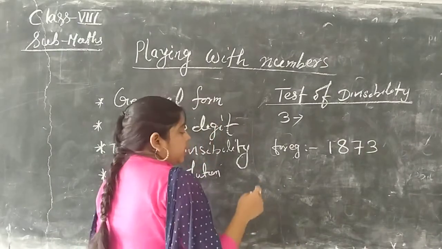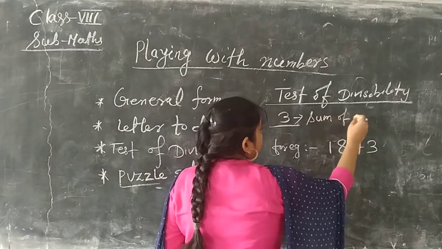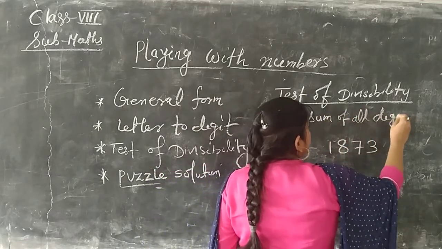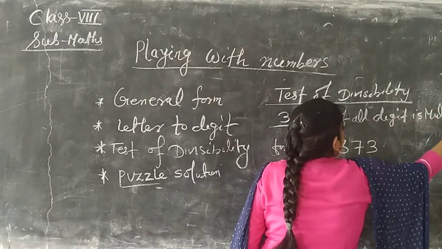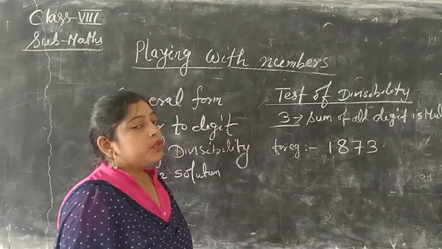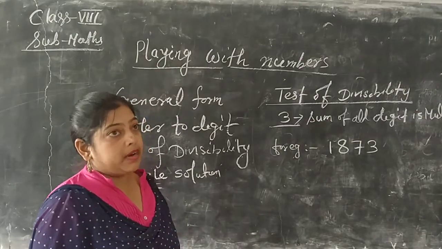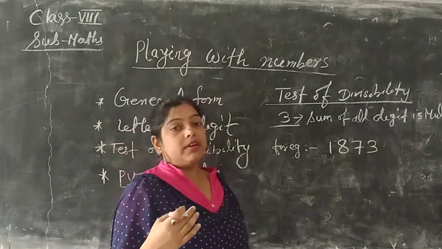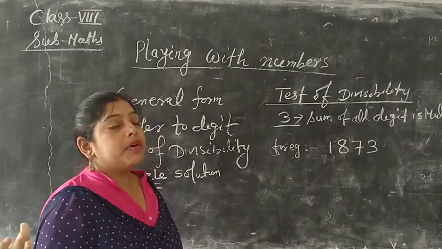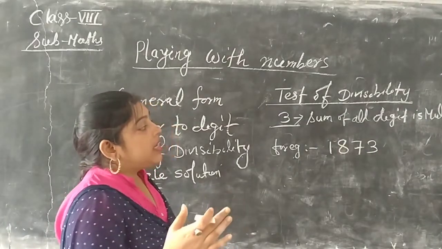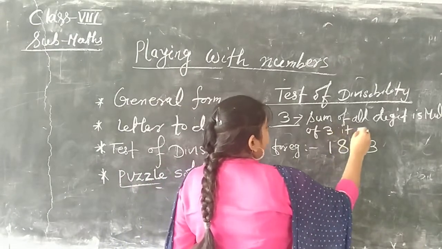The rule is: the sum of all digits is a multiple of 3. Why multiples? The multiples come from the table of 3: 3 1s are 3, 3 2s are 6, 3 3s are 9, 3 4s are 12. So that is the multiples of 3. So if the sum of all digits is a multiple of 3, it is divisible by 3.